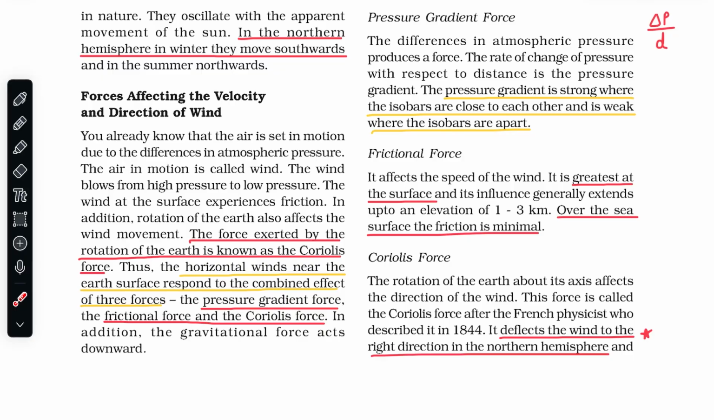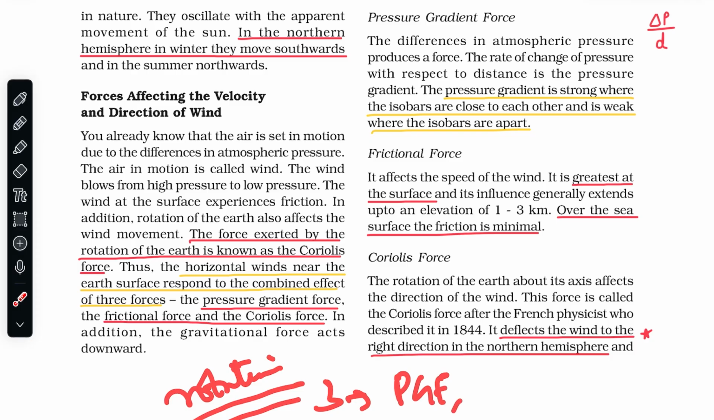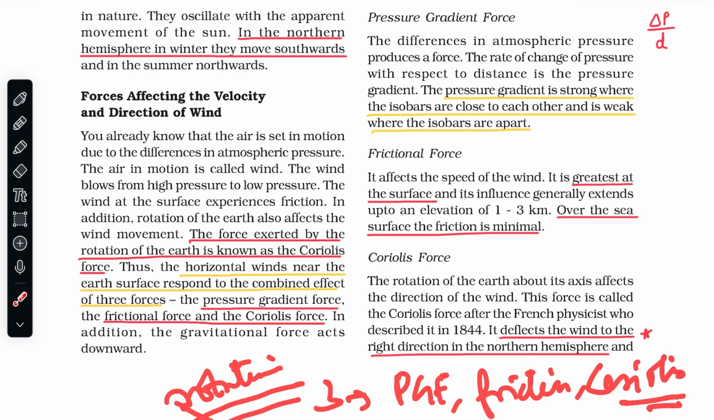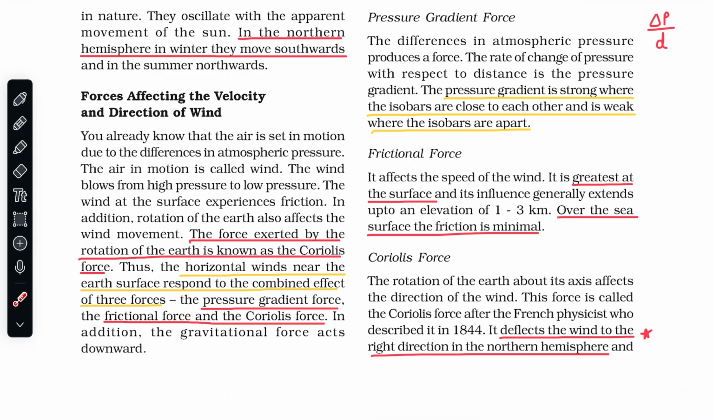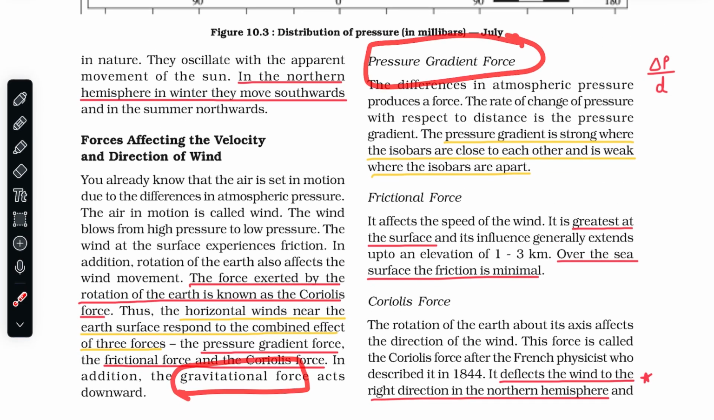So Coriolis force is basically the force exerted because of the rotation of the earth. So three major forces. First is the pressure gradient force, then the force of friction, and then the Coriolis force. These basically influence the horizontal winds near the Earth's surface. In addition, the gravitational force acts downwards. Then this is the pressure gradient force. The differences in atmospheric pressure produce a force.